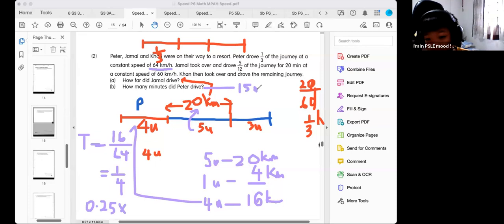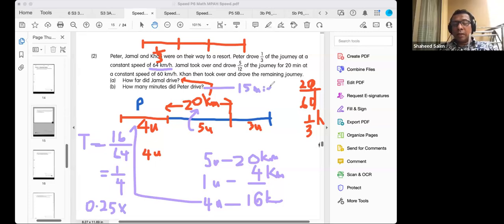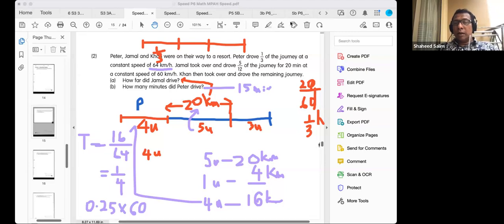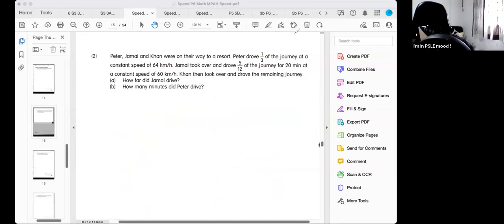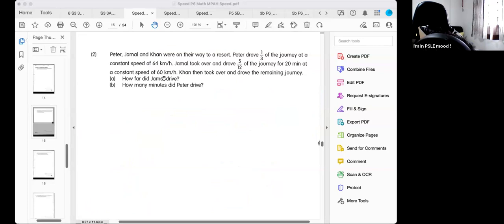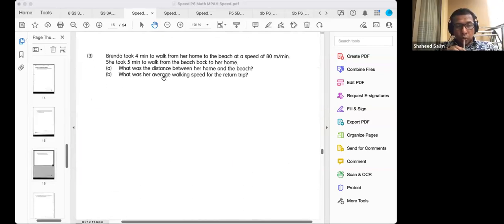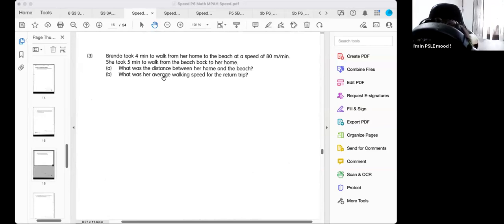I can get it. You can get it. So this thing, if you think 0.25, that's not correct. So you can just times by 60. Okay, or 1/4 times 60, up to you, whichever is easier for you. Okay, how is it? Okay. All right, we try now this one.